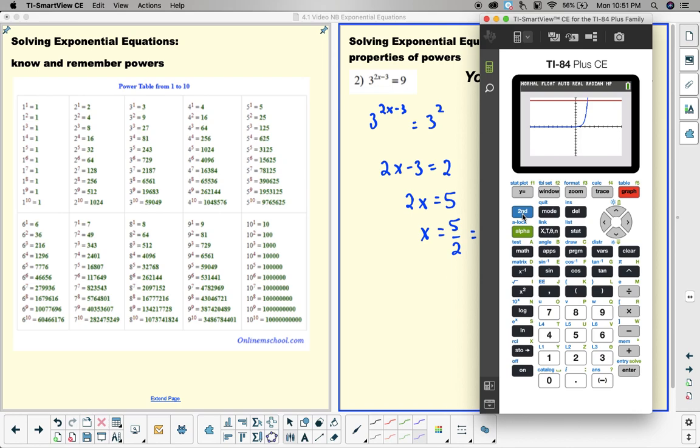So now to find the point of intersection, second calc, 5 for intersect. I'm gonna just get a little bit closer. If I move this cursor closer to the point of intersection, it takes the calculator less time to find that point of intersection. And here you can see intersection point x is equal to 2.5.